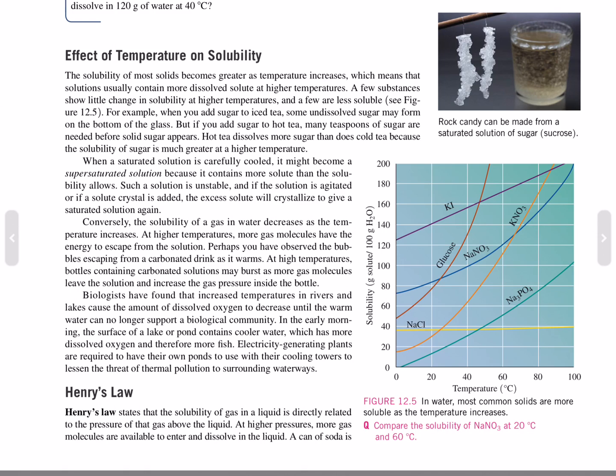When a saturated solution is carefully cooled, it might become a supersaturated solution because it contains more solute than the solubility allows. Such a solution is unstable, and if the solution is agitated or if a solute crystal is added, the excess solute will crystallize to give a saturated solution again.